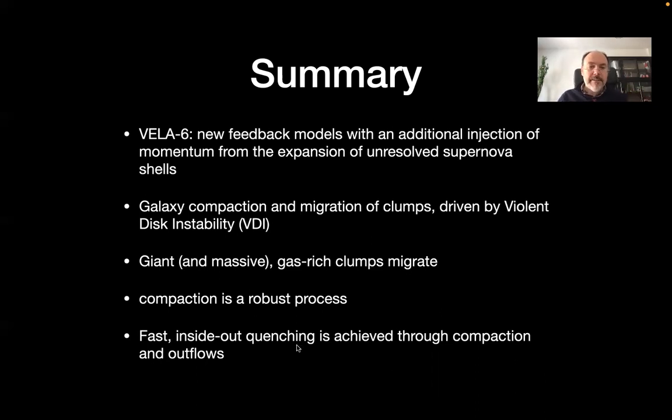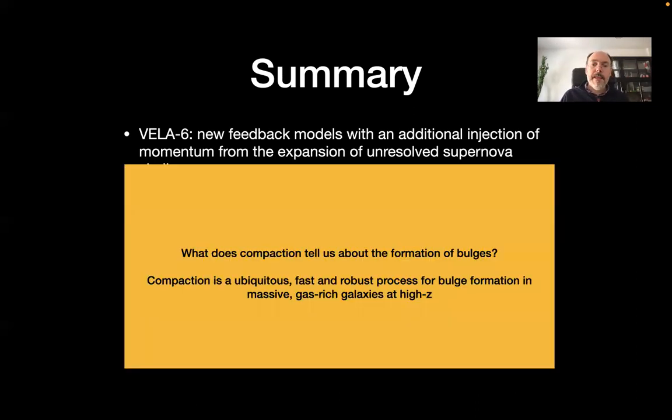And we found fast inside-out quenching achieved through compaction and outflows. And finally, about this question, we found that compaction is something ubiquitous in all these massive star-forming galaxies. So it's a fast and robust process for galaxy formation, particularly in massive gas-rich galaxies at high redshift.